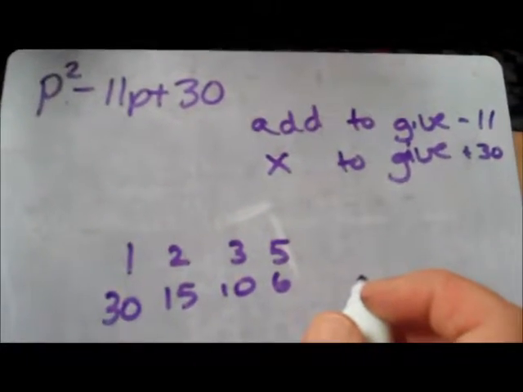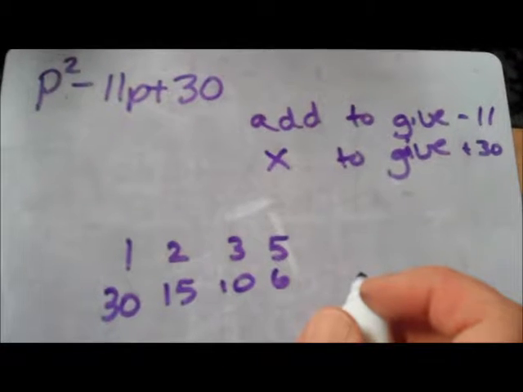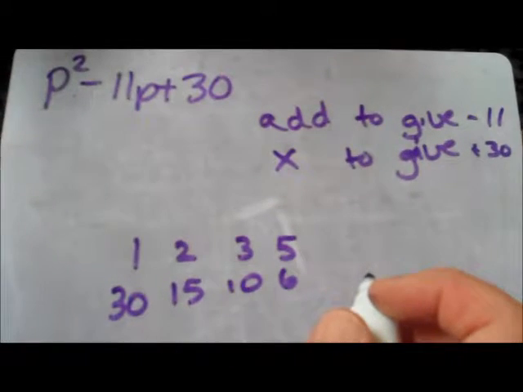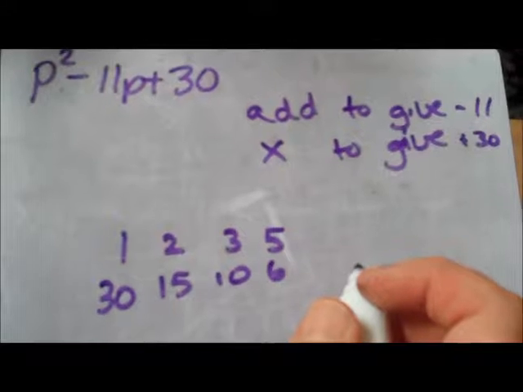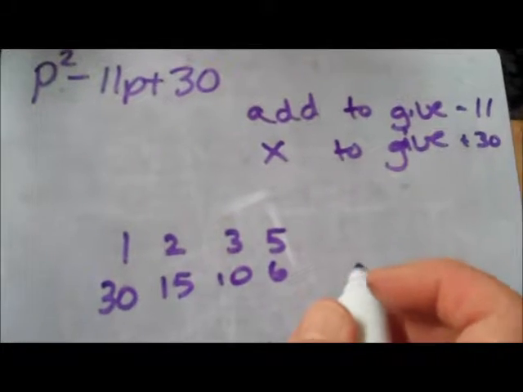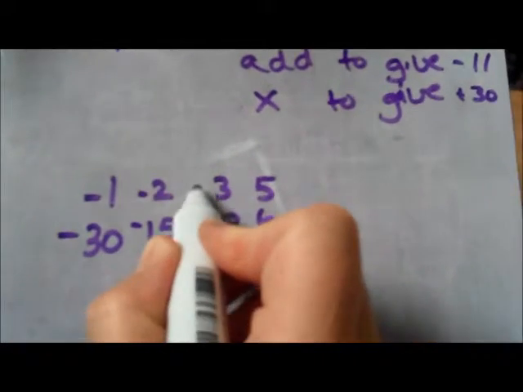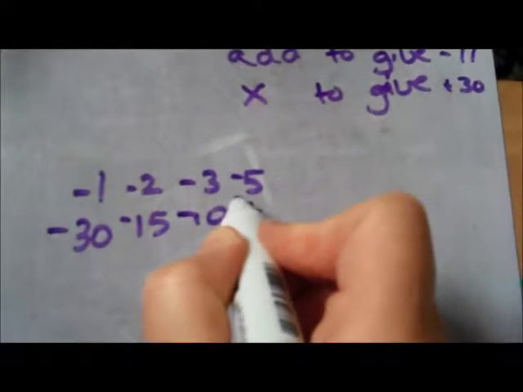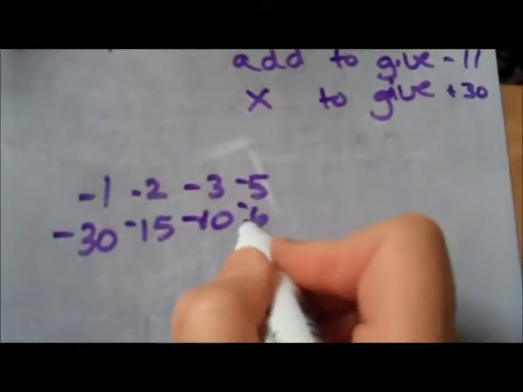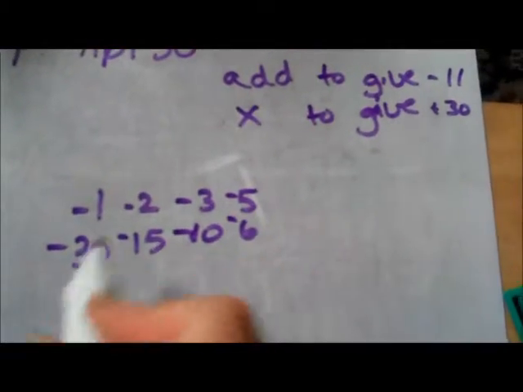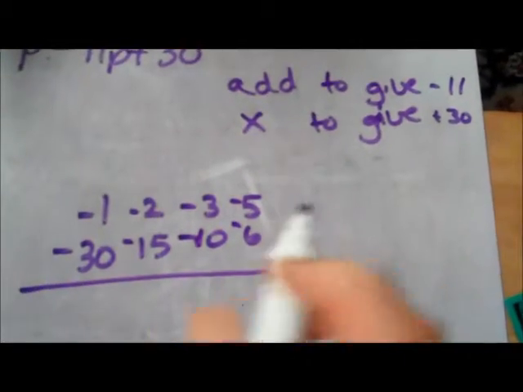Are any of those actually going to give me negative 11? They're all both positive, so it's never going to make minus 11, is it? So they both have to be negative, because when I multiply a negative number by a negative number, that would give me a positive number.